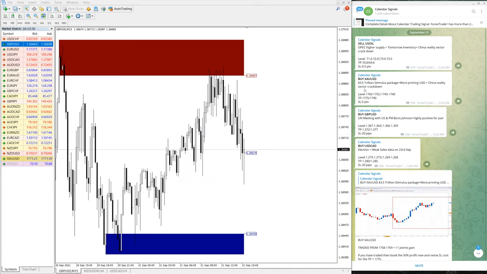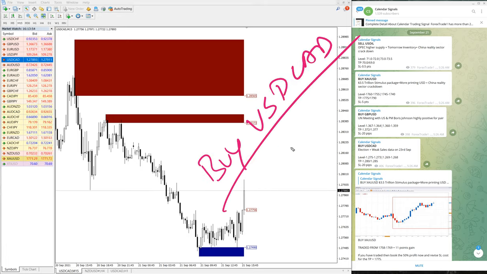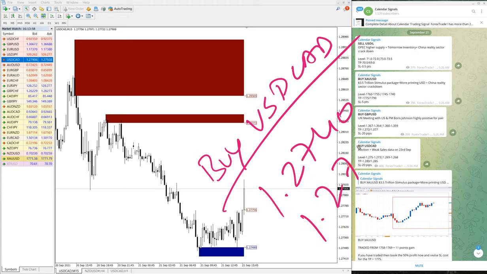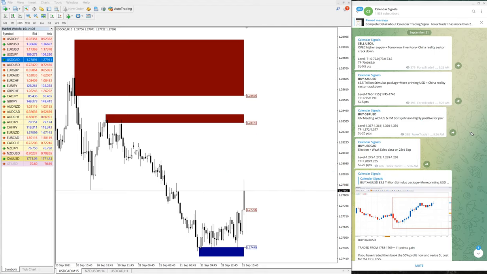And the next signal is USDCAD, again small profit on USDCAD as well. We have given a buy signal on USDCAD, moved from 1.2740 till 1.2780, which is 40 pips again. Again, small profit on USDCAD as well.